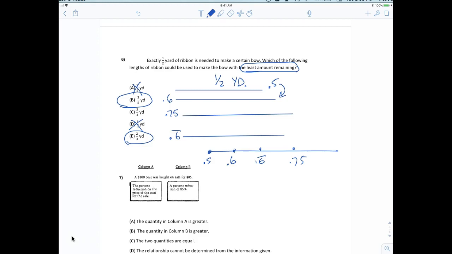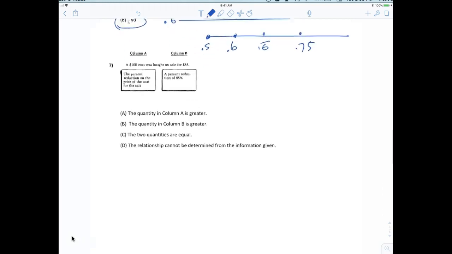All right, I want to help you if you have a question. I thought that was a really good fraction problem. Say two fractions. Exactly. All right, here we go. Now number 7.